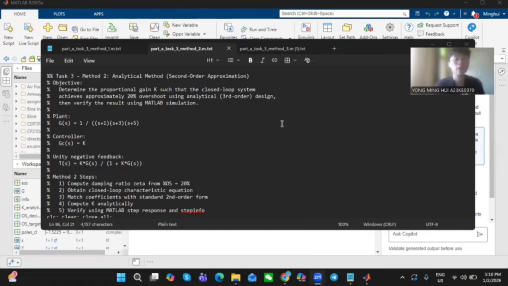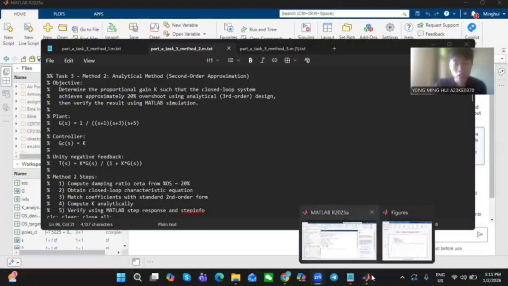For method 2, the analytical method. In this method, the system is approximated as a second order system using the dominant pole assumption. The damping ratio corresponding to 20% overshoot is first calculated using the standard overshoot equation. And then coefficient matching is used to compute the proportional gain analytically.